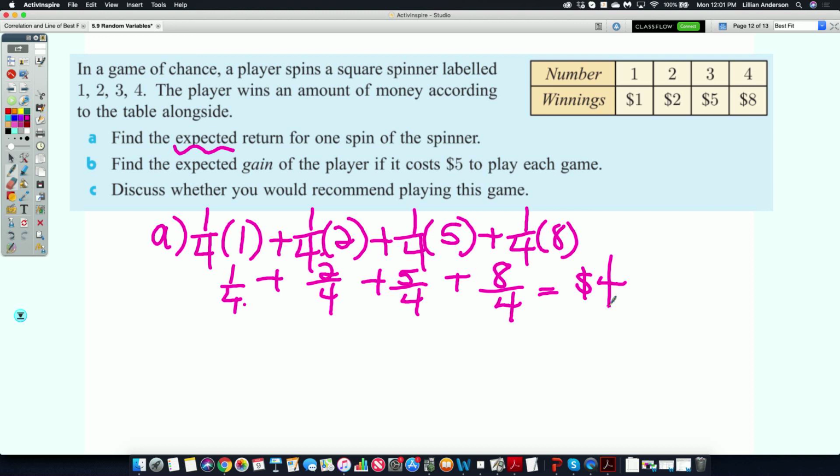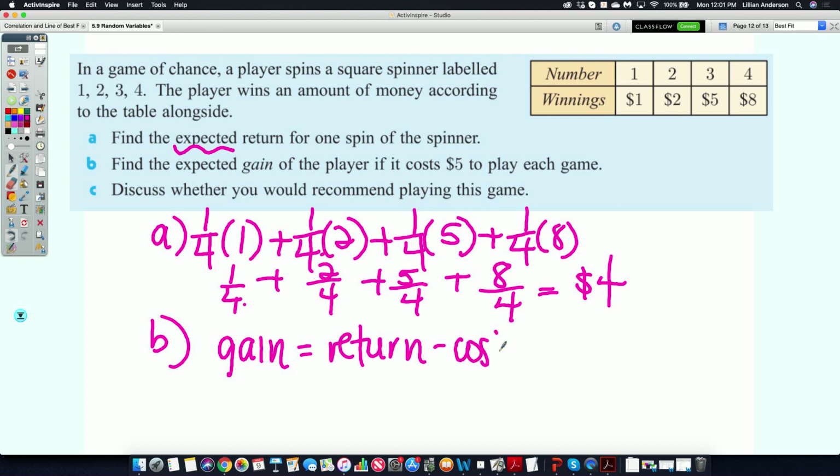Now it says we want to find the expected gain of a player if it costs $5 to play each game. So the expected gain of a player is determined by however much they put in to play the game and how much they're expected to get back. So gain is return, how much they can get back on the game, minus how much it costs to play the game. What is their expected gain? -1. Because they can get back $4 if they play the game, but it costs $5 to play, so their expected gain is -$1.